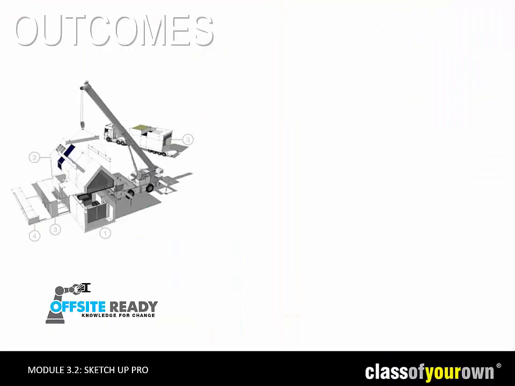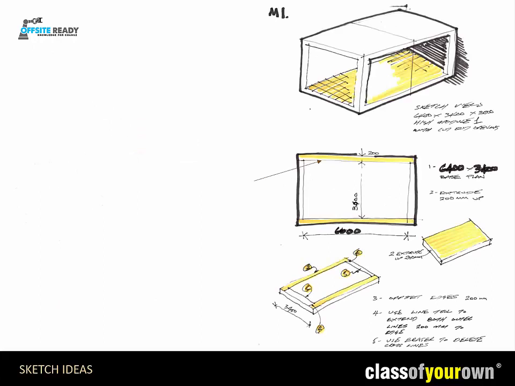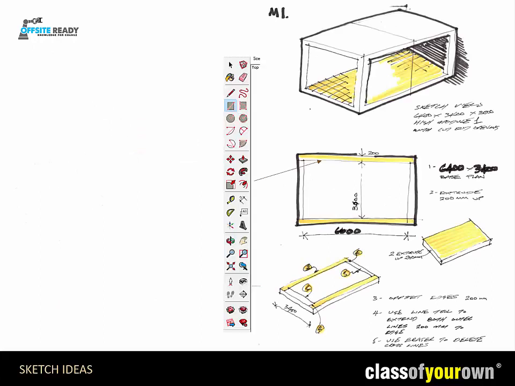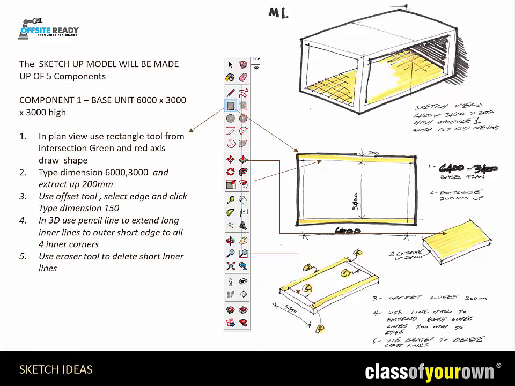What I've devised in order for us to learn how to create the module, which is made up of about 4 components, is a series of sketch sheets, and added to those sketch sheets are the notes. So for example, module 1 is going to consist of the base unit itself, which is 6,000 by 3,000, and it's been extruded to 3,000 high.